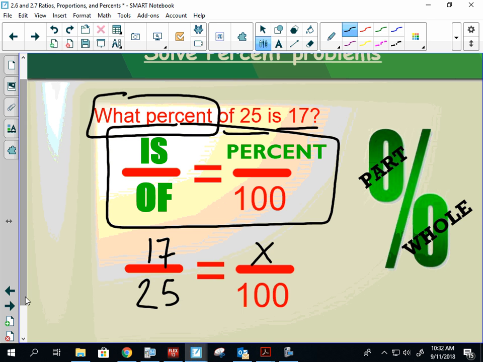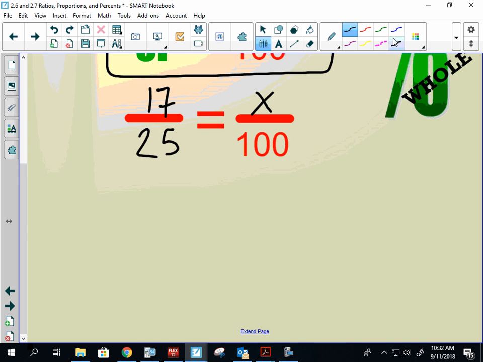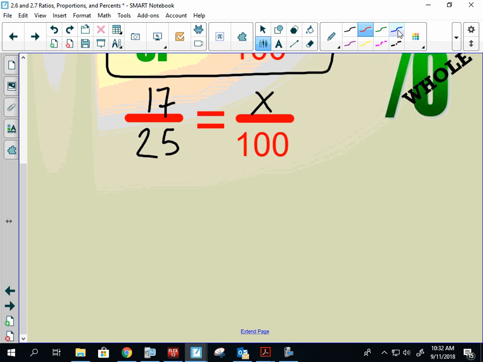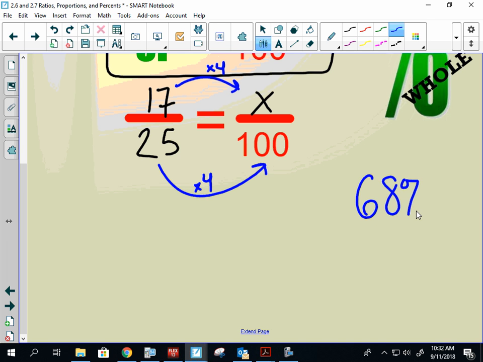I can then use cross products to solve, so if I want to, I can use cross products and go this way, or I can actually just simply look for a pattern. In this case, the pattern's not too bad. How do I go from 25 to 100? I multiply by 4, so the same thing must be true here. I'm going to multiply by 4, and if I do 17 times 4, I'm going to get 68. So 17 is 68% of 25. So there's example number 1. Example number 2 looks like this.